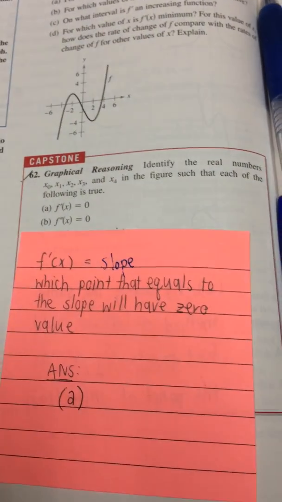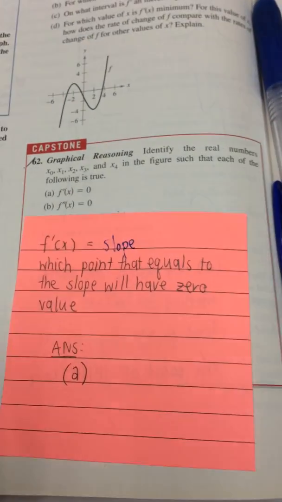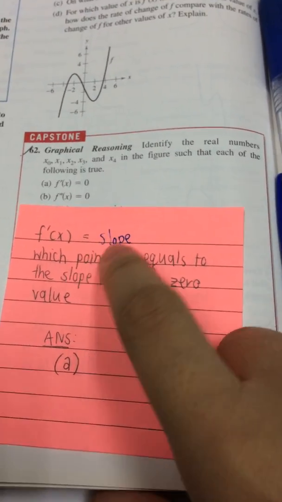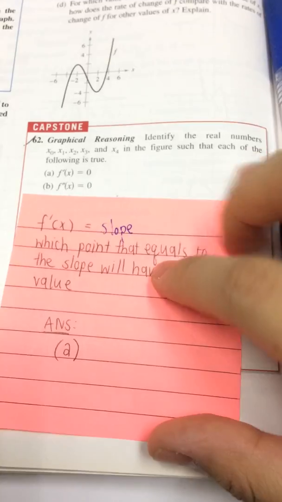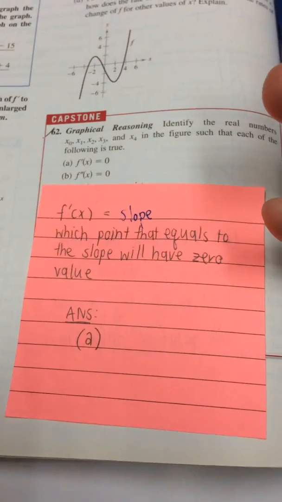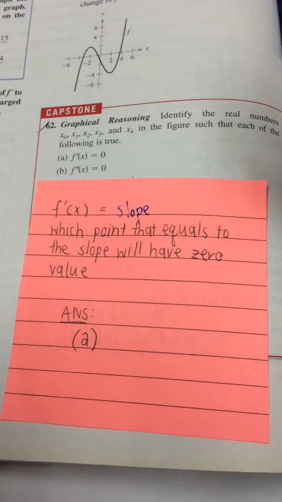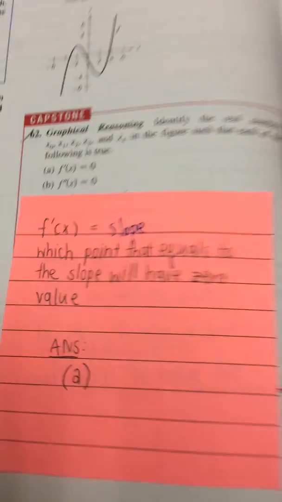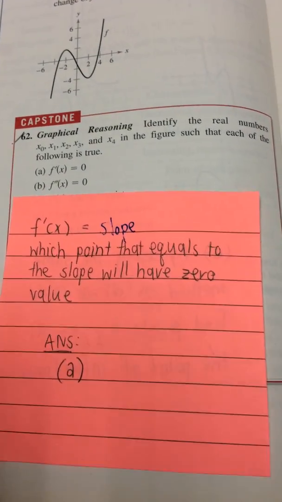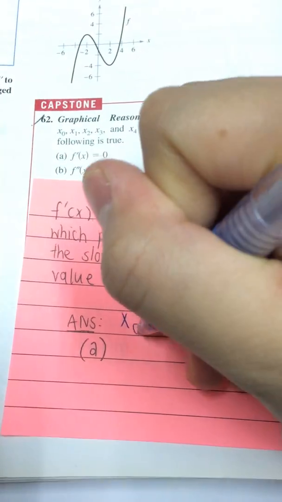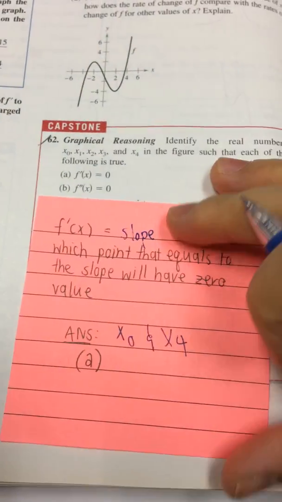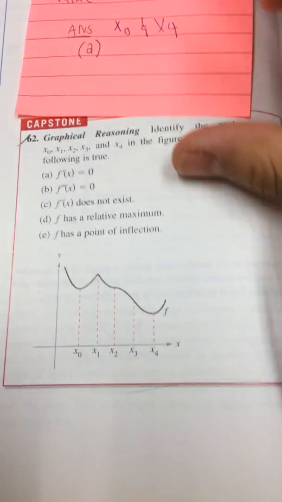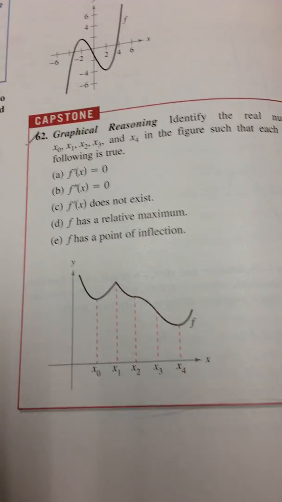But before we go into that, let's look at what exactly is f prime. Well, f prime, as we have learned, is basically the slope of the following graph, right? So the question really asks us to determine at which point the slope will have a value of 0. And the answer is at the point x0 and x4. And here's the following graph. See, at point x0 and x4. And now let's move on to the next question.